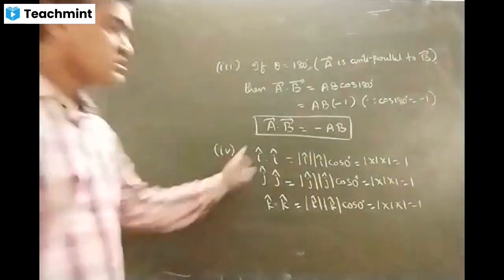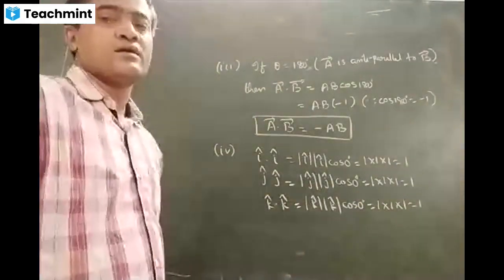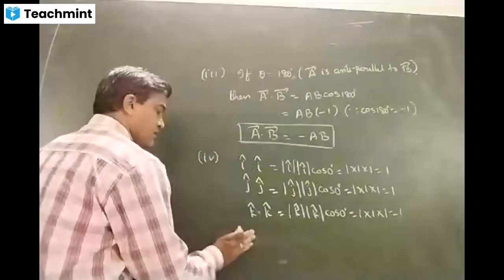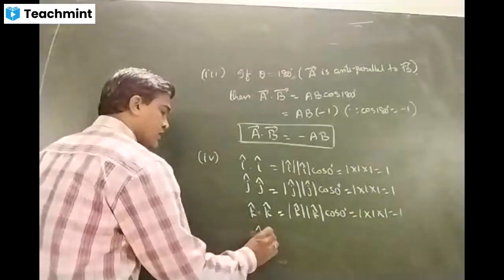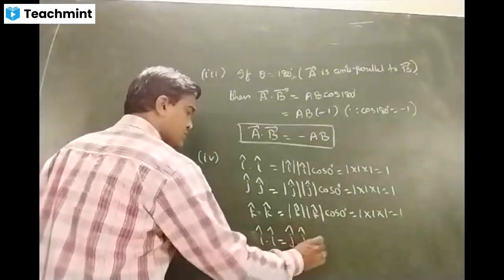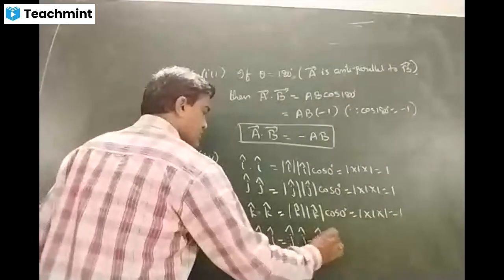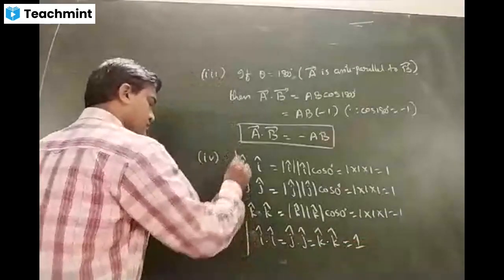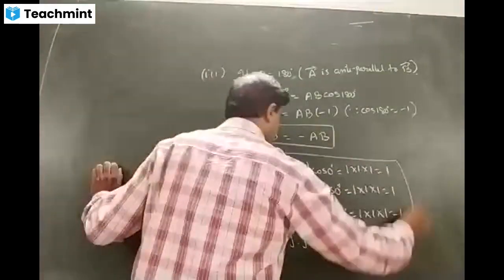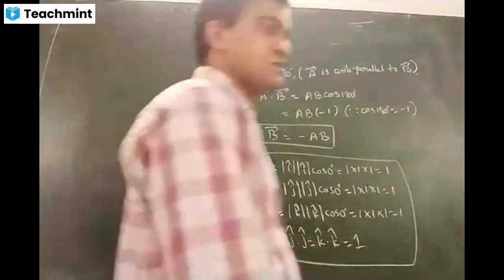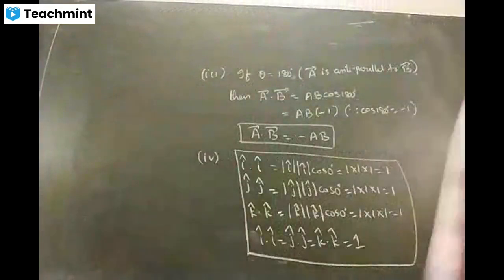Right? Now, based on these three, can I write all three in one place? Like this: I cap dot I cap is equal to J cap dot J cap is equal to K cap dot K cap, all are equal to 1. Remember this.